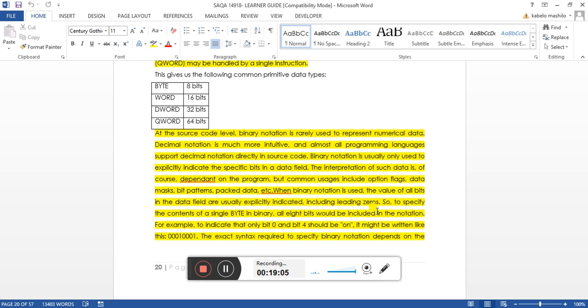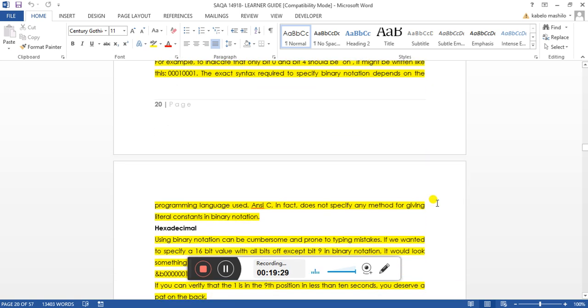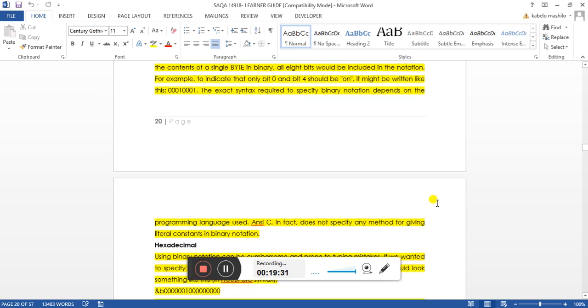So to specify the contents of a single byte in binary, all 8 bits would be included in the notation. For example, to indicate that only bit 0 and bit 4 should be on, it might be written like this: 0001 0001. The exact syntax required to specify binary notation depends on the programming language used.